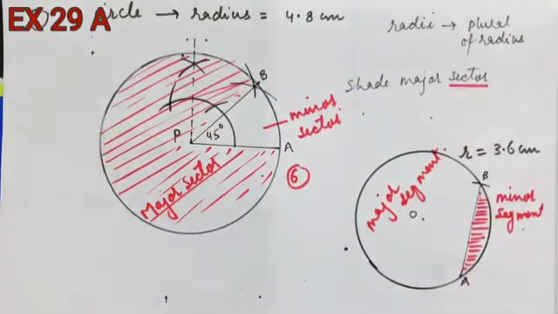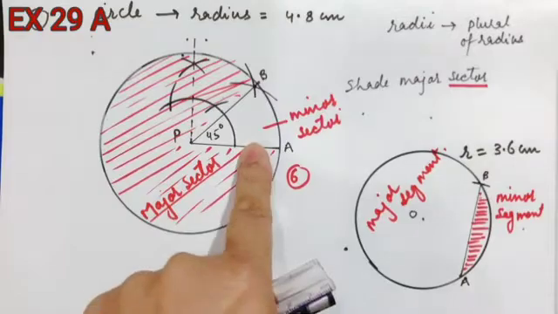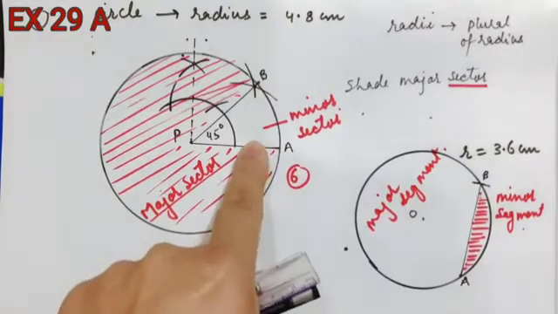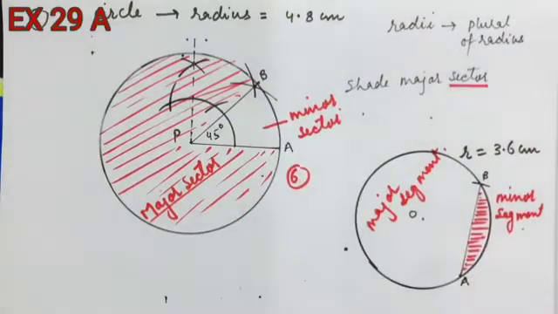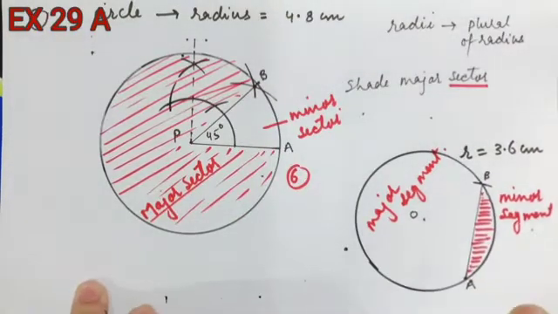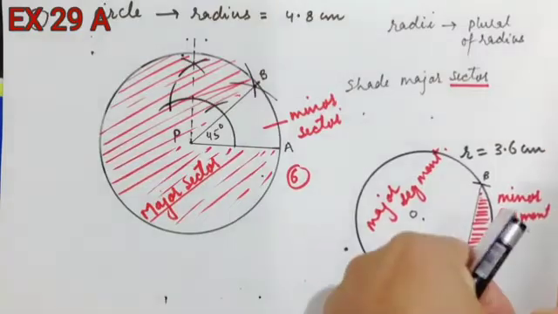Clear? Major segment. So they have asked us to shade the minor segment, so we will do the minor segment. I hope you have clearly understood what a sector is and what a segment is. Okay. Now let us do number 7.